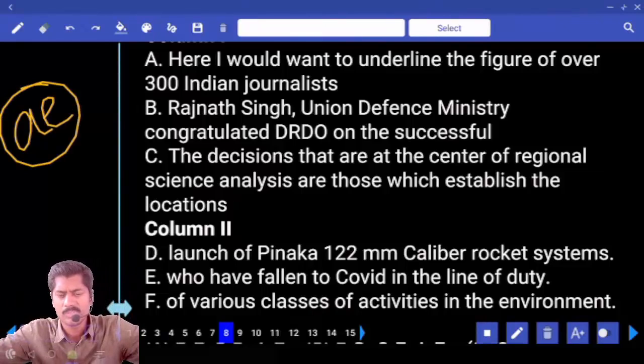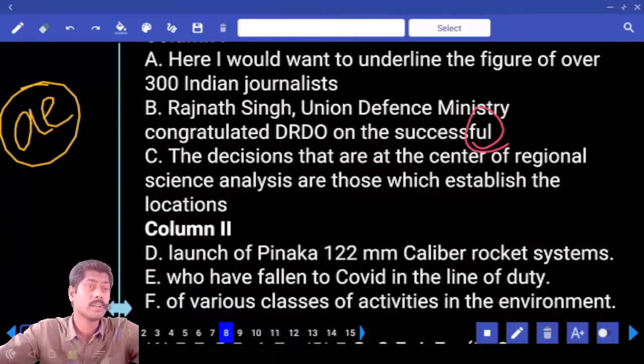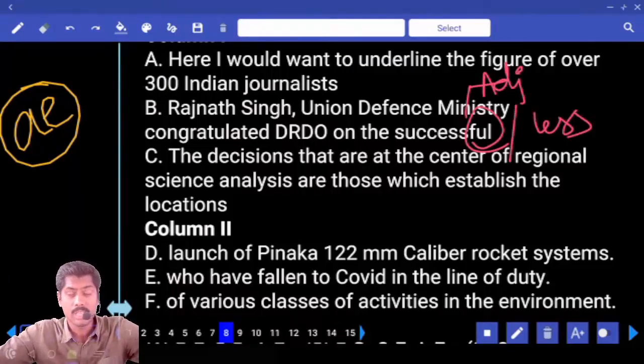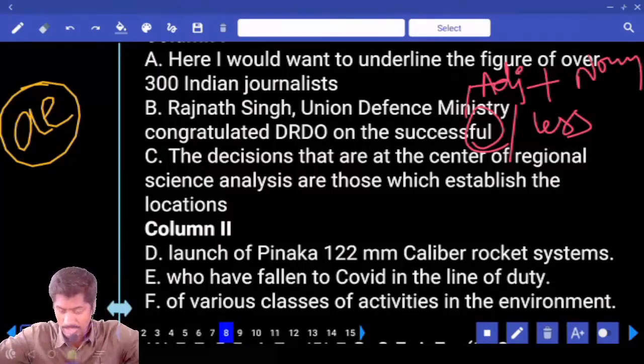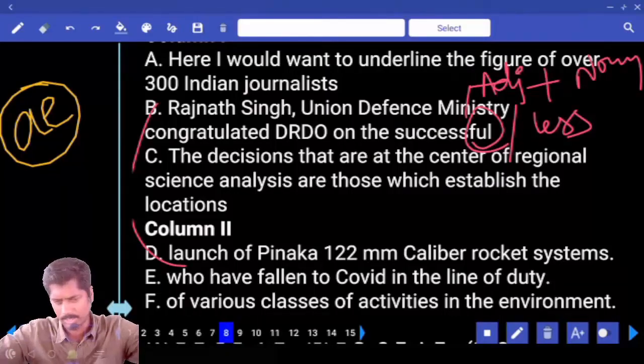Rajnath Singh, Union Defense Minister, congratulated DRDO on the successful... If a word is ending with FUL, what is that? It is noun, adjective, verb, preposition. Any word ending with FUL and LESS, both adjective. Powerful, powerless, harmful, harmless, successful, useful, useless, adjective. After adjective, what do I need now? Check which is starting with noun. Successful launch? Yes. Successful who? Successful of? No. The successful launch of Pinaka 122 mm caliber rocket system.